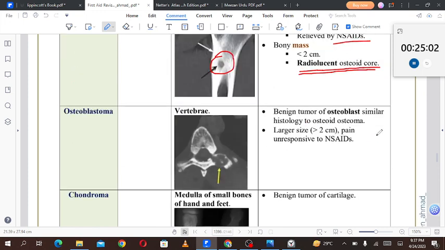Okay, then let's talk about osteoblastoma. Osteoblastoma is a vertebrate benign tumor of the osteoblast, similar in histology to osteoid osteoma, with a larger size, more than 2 centimeters, and pain unresponsive to NSAIDs.